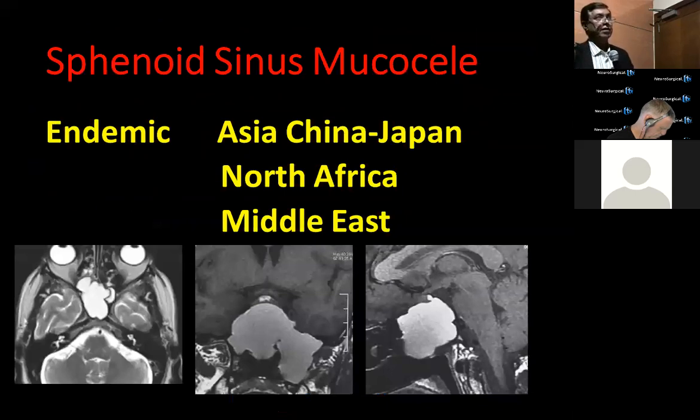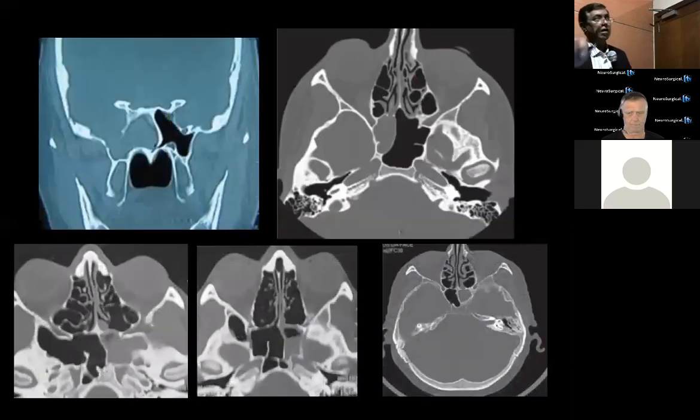Which countries are famous for the sphenoid sinus mucocele? Asia in general, China, Japan, North Africa, and the Middle East. Look at the patterns of this mucocele of the sphenoid sinus. Look at this one. So they can get really extensive. Look at here, the destruction of the walls.